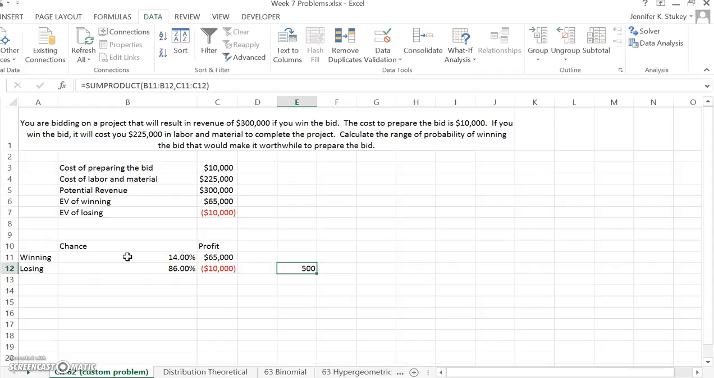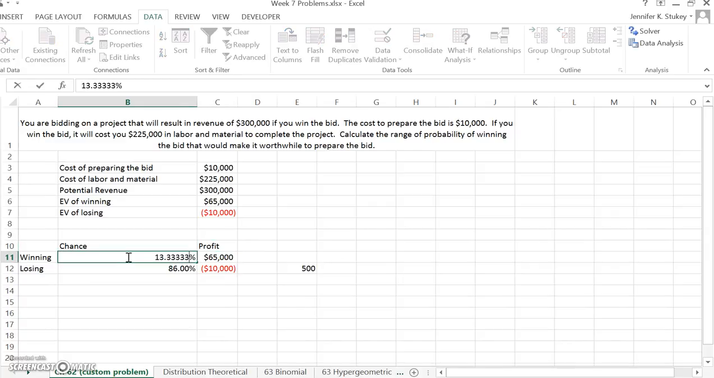But again, to make this cell 0, the chance of winning was 13.33333 going into infinity. And I didn't go into infinity enough. We could go back through Goal Seek and get it, but you get the point.